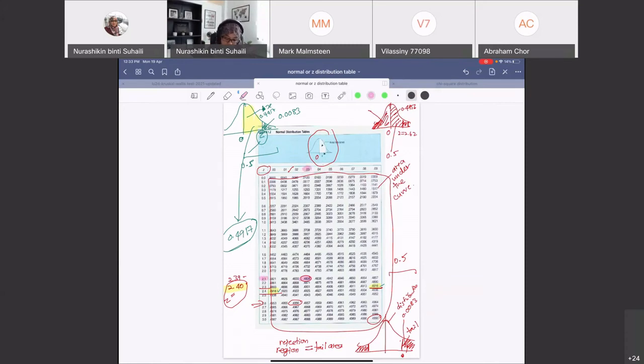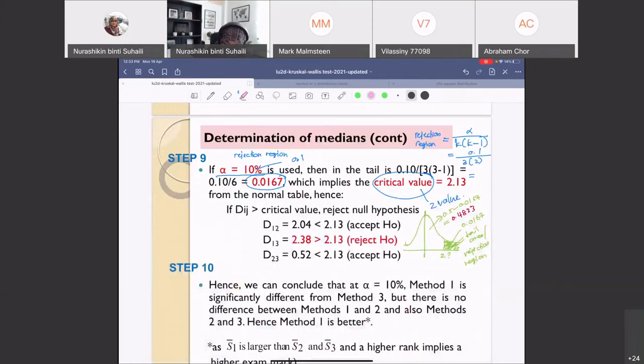The way you read the Z is you go to the first column first, and then after that you go to the row above. So the answer is 2.13, the Z value. Yeah, that's how you got 2.13. That is the value that you need to compare for every pair.